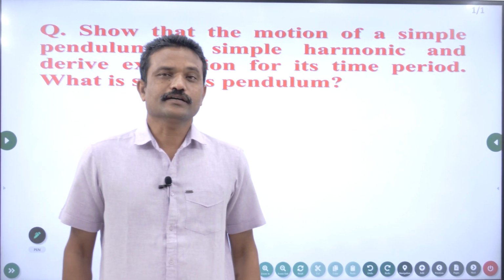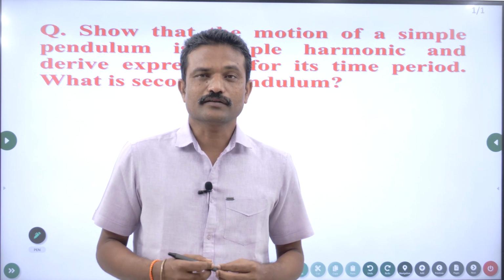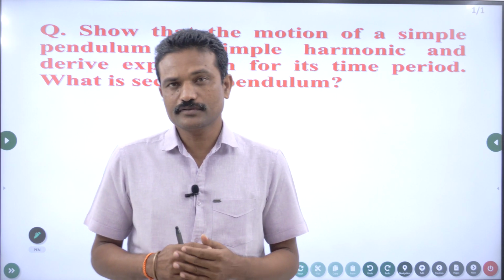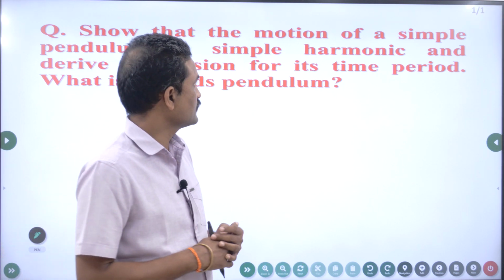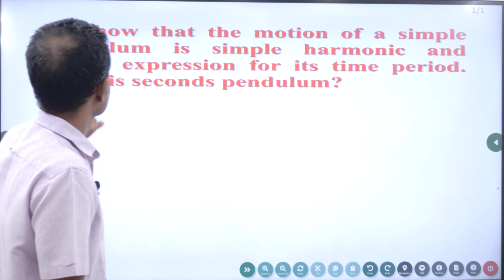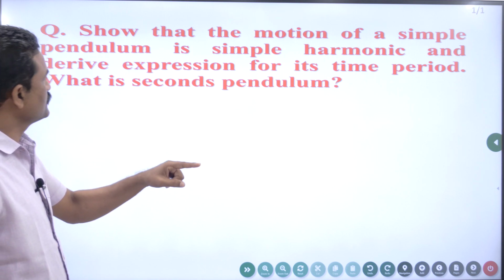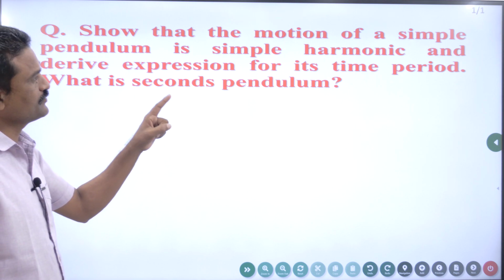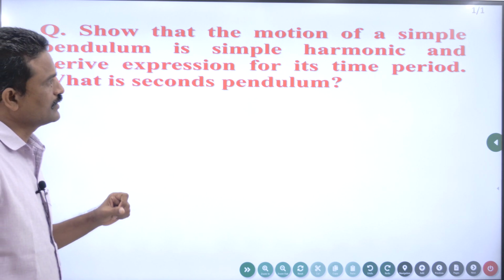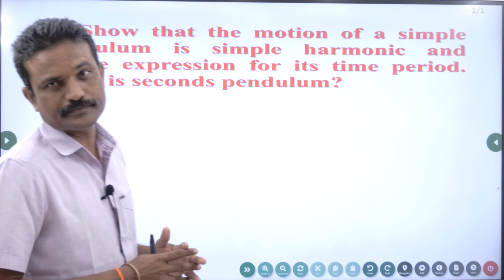Dear students, in continuation of our mark scoring videos, today we are going to discuss one more essay type question from oscillations, that is a simple pendulum. The question reads as, show that the motion of a simple pendulum is simple harmonic and derive the expression for its time period, and the supplementary question is, what is seconds pendulum?